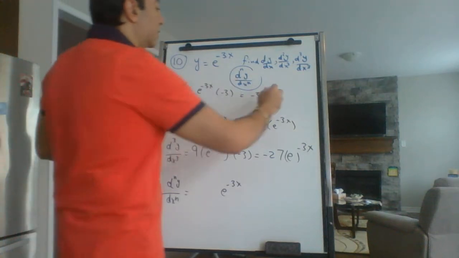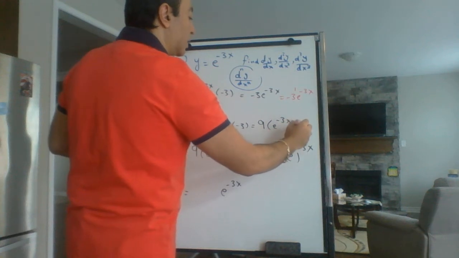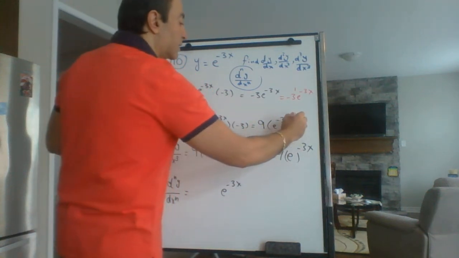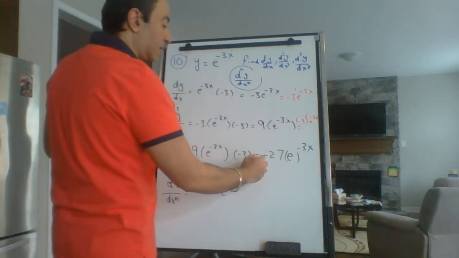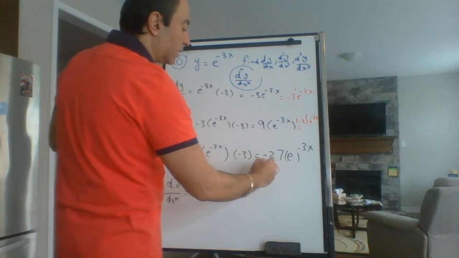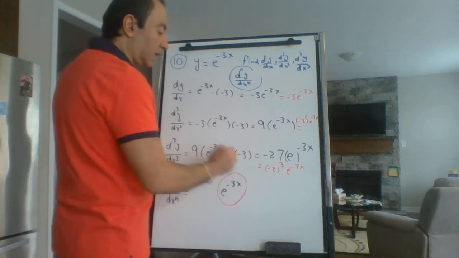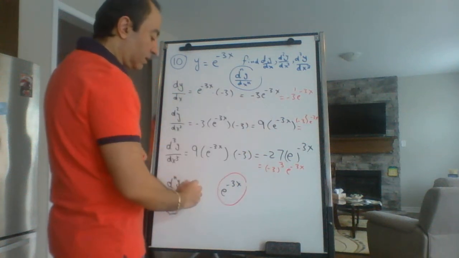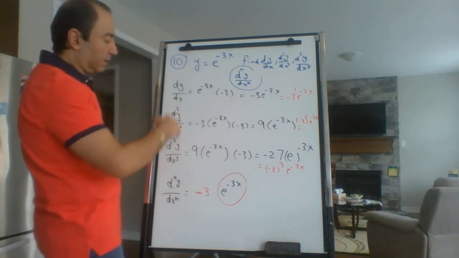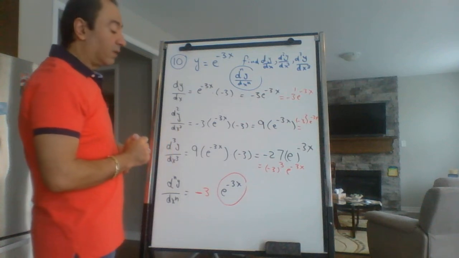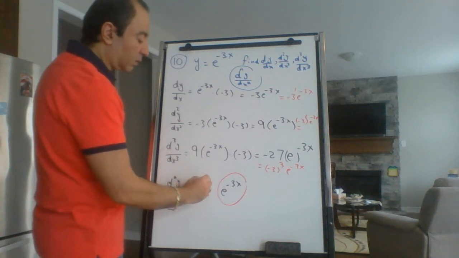When it was the first derivative, it was negative 3 to the power of 1 times e to the power of negative 3x. When it was the second derivative, it is negative 3 squared times e to the power of negative 3x. And when it is the third, it was negative 3 to the power of 3 times e to the power of negative 3x. So the e to the power of negative 3x is common, and the power on negative 3 matches which derivative we are taking. So this is negative 3 to the power of n.